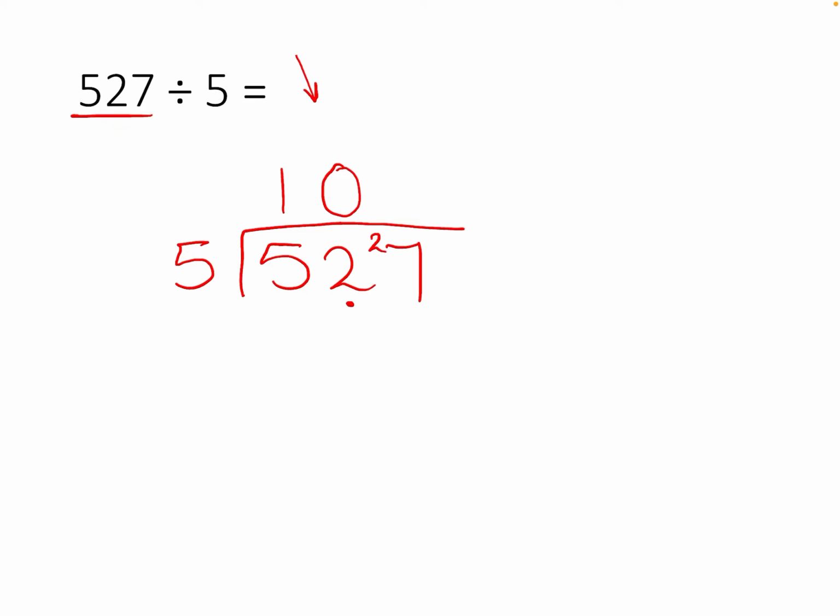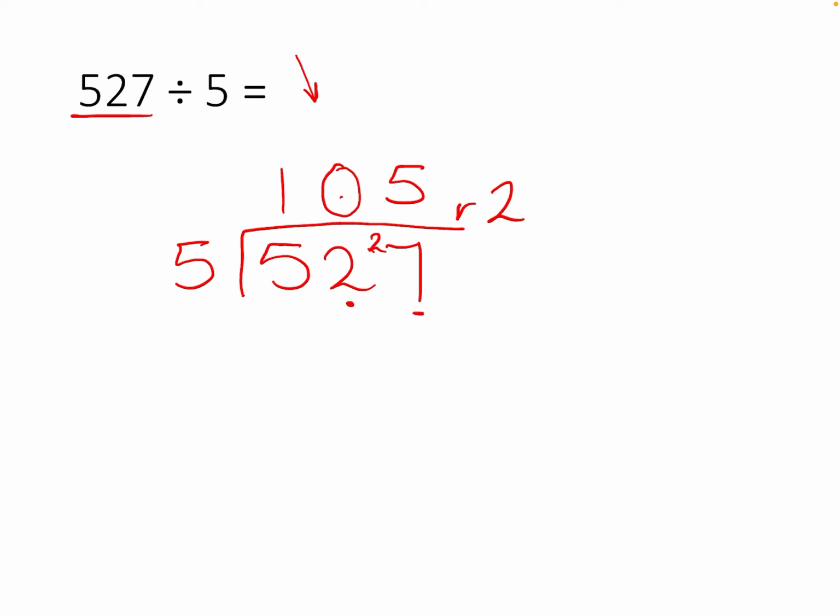Next. Because I've got the 0, I'm going to do 5s into 27. 5, 10, 15, 20, 25, and actually, I've only got to 25, but I need to get to 27. That means there is a leftover of 2. Well done if you got that.